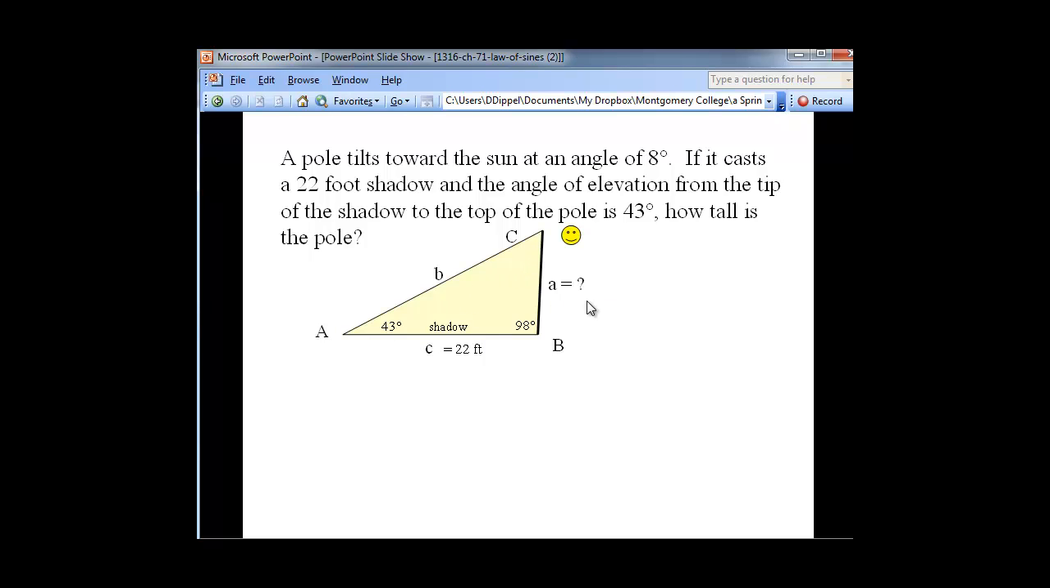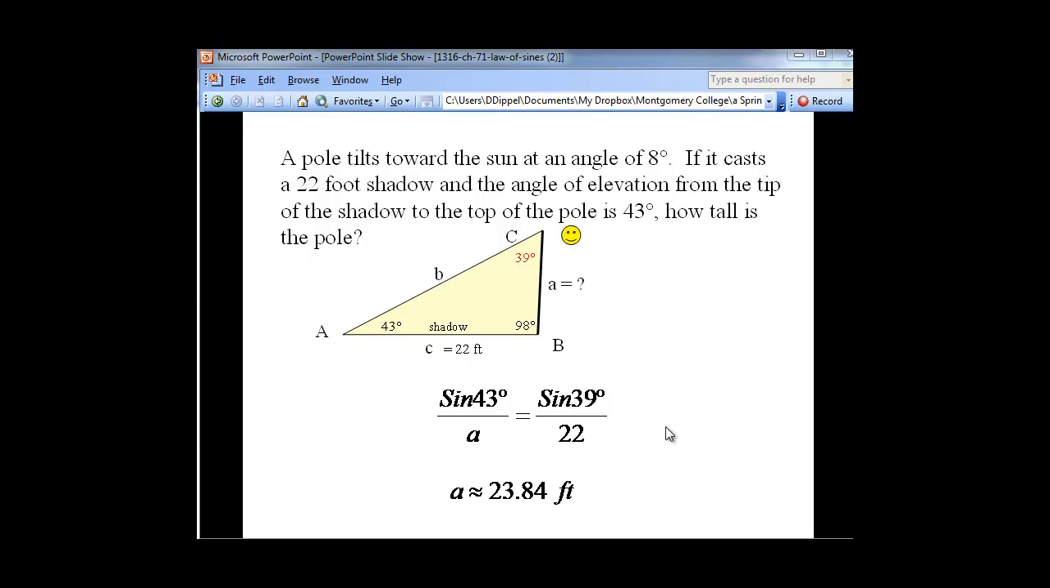Now we can find this top angle. We're looking for a, so we need a side and we need an angle, so this top angle is 39 degrees. Just subtract from 180. So then we have 39 goes with 22 feet for our side. The 43 goes with a. So sine of 43 goes with a. Sine of 39 goes with 22. And then again, you can cross multiply and solve that. And you should get 23.84 for the height of the pole.